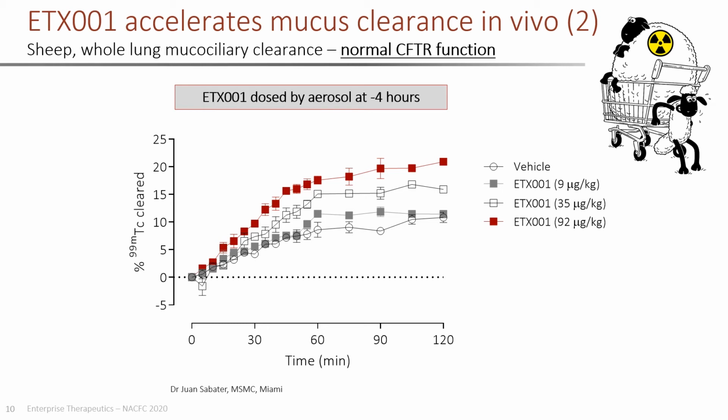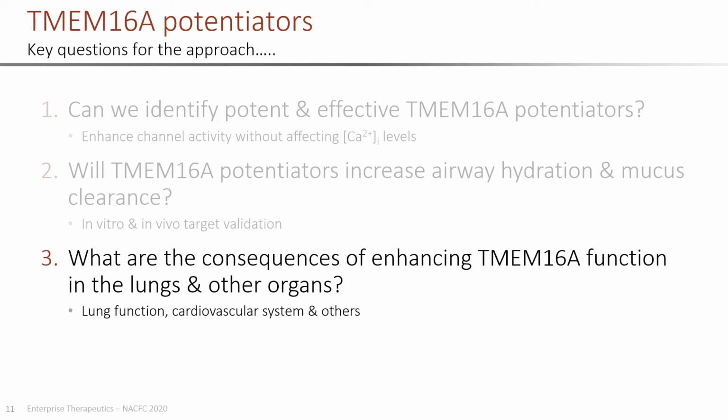mucus clearance in vivo. The other thing to point out is that these are normal wild-type sheep that have normal CFTR function. So this looks like a mechanism that can operate on top of CFTR function. Although this obviously has to be tested in a clinical setting, there could be the potential that in a patient treated with CFTR repair, there's the opportunity for a further enhancement of mucus clearance on top of that with a TMEM16A potentiator.